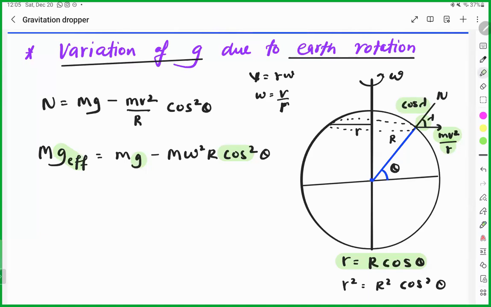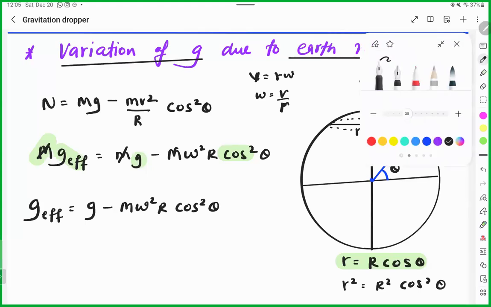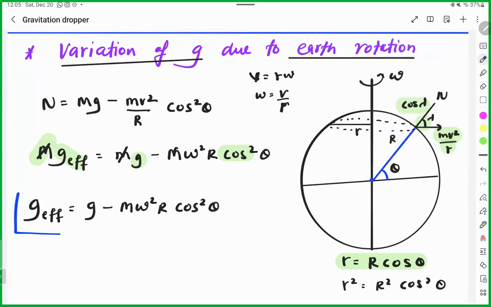Correct. That's all. Because here you don't have any big formula. You can cancel m because m is common. So gravity after rotation will be less than the actual gravity. Mass remains the same, moving with the same angular velocity. R is fixed. What will change? Only theta will change. That's all you need to consider.